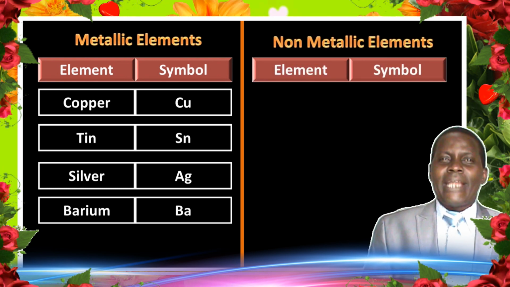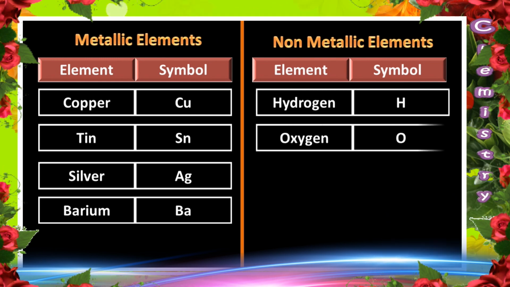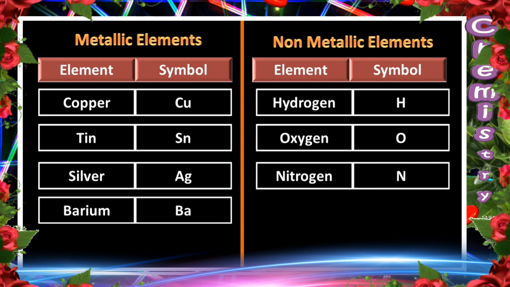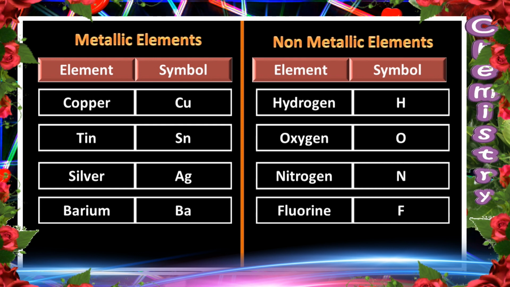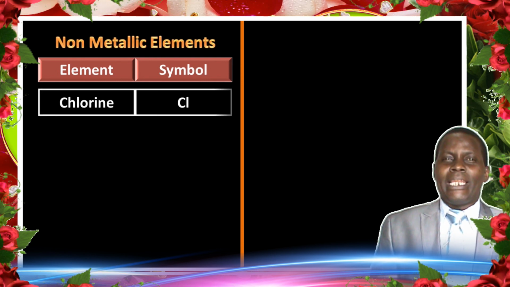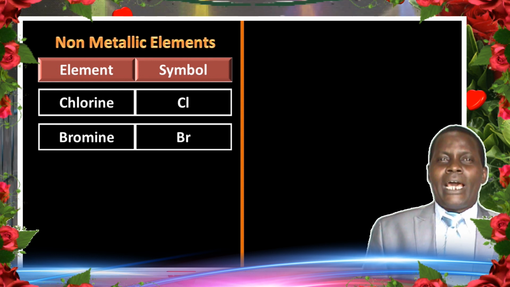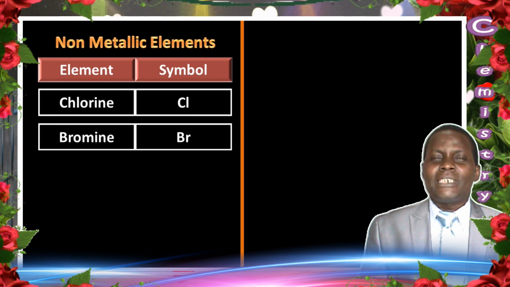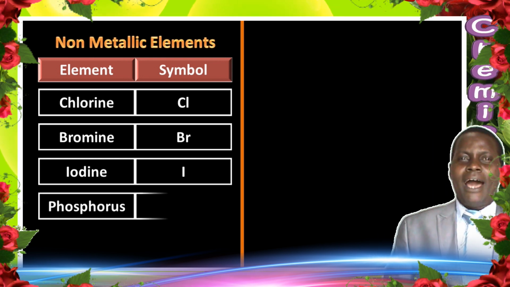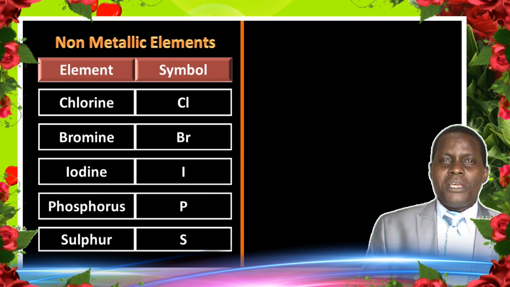Now we want to look at the nonmetals. Hydrogen is represented by letter H. Oxygen is represented by symbol O. Nitrogen is represented by letter N. Fluorine is represented by letter F. Chlorine is represented by letters Cl. Bromine is represented by letters Br. Iodine is represented by letter I. Phosphorus is represented by letter P.